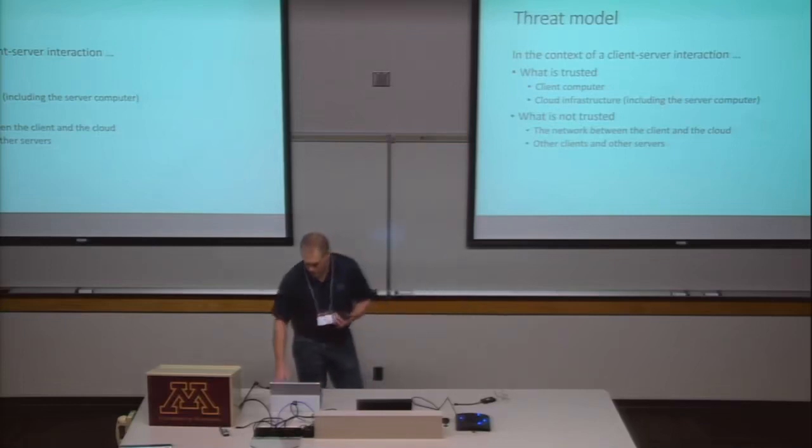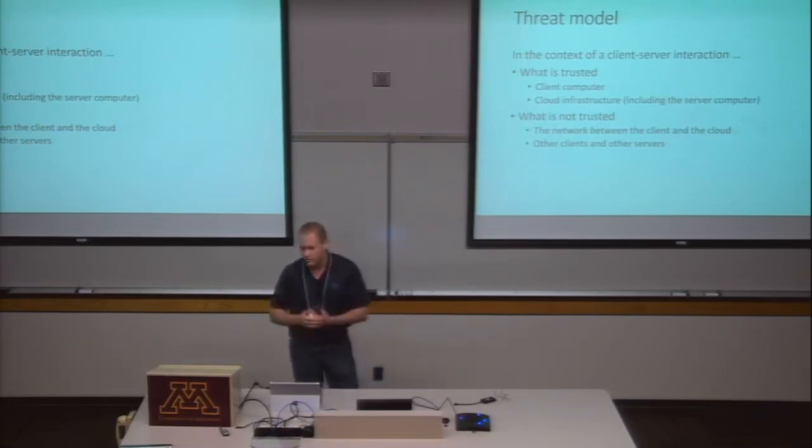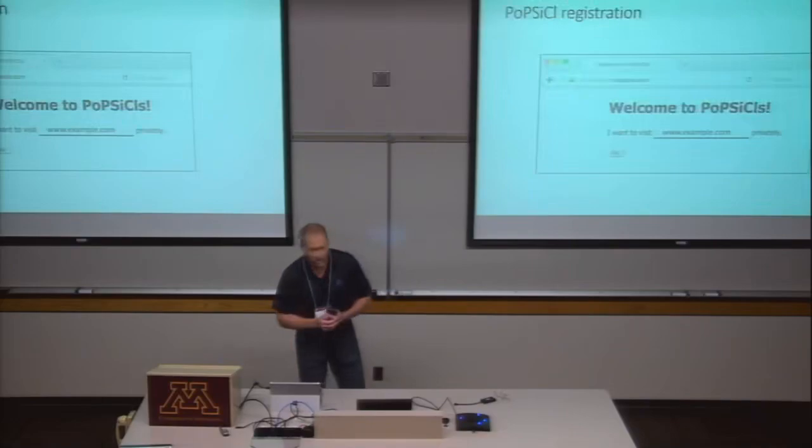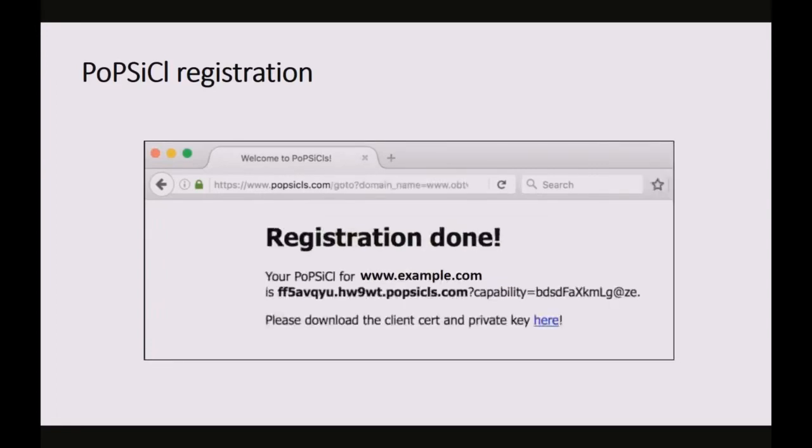What this looks like from the user's point of view is something like this. There's actually a video on my student's webpage if you want to look at the video of him exercising the system. But at a very high level, you go to something that we call the popsicle store, and you say, hey, I would like a pseudonym for www.example.com. And what comes back to the user is a pseudonym, this big, ugly FF5 blah blah blah thing. It has a question mark capability equals after that. I don't think in this talk I'm going to describe why that capability is there, but it's needed. It's in the paper, so check it out.